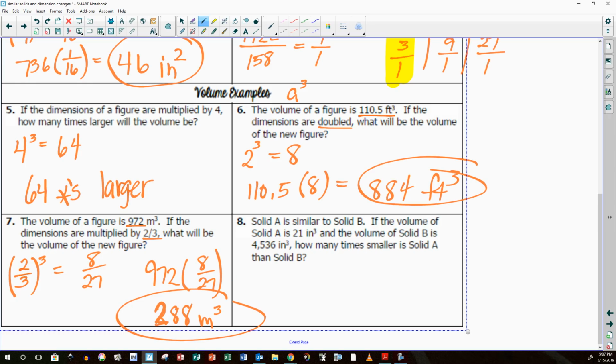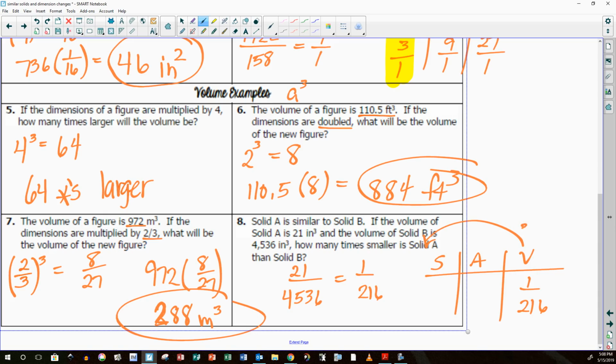All right, and then the next one. Solid A is similar to solid B. The volume of solid A is 21 and the volume of solid B is 4536. So what I'm going to do is find their ratio. So 21 divided by 4536 is 1/216. So this is my volume scale factor. So basically, if they give you 2 volumes or 2 areas, you're going to need to do the table. So to get the actual scale factor, I have to go back.